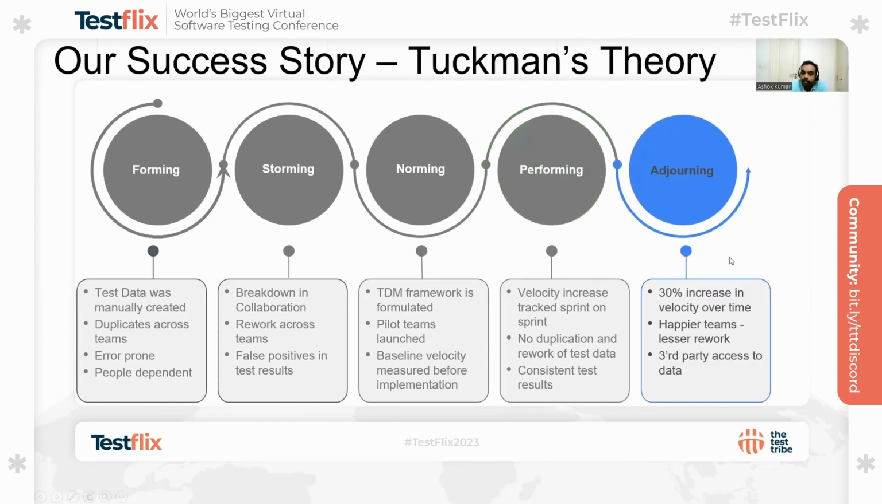And finally, we moved into a state of steady state, whereby we implemented the TDM process across all of our agile teams. Overall, there was an increase in velocity of 30% across the teams. Because there was no rework of test data, and teams were able to centrally manage and reserve the data, the overall happiness index of the teams increased. We were also able to provide a safe and secure manner by which our third-party partners could access our data through APIs.